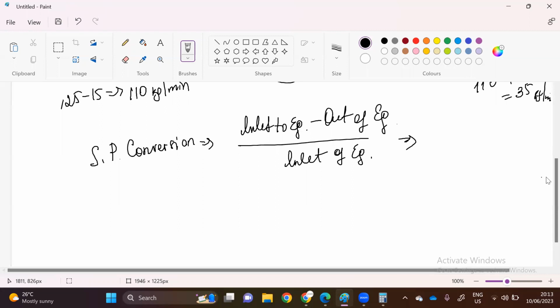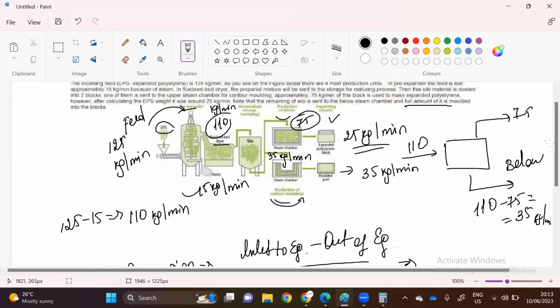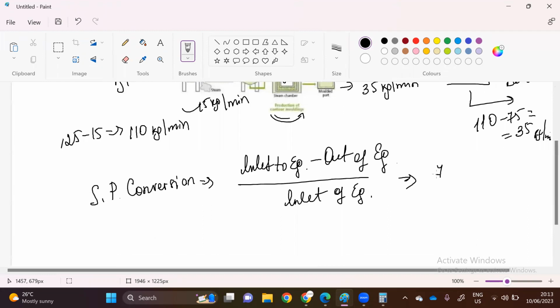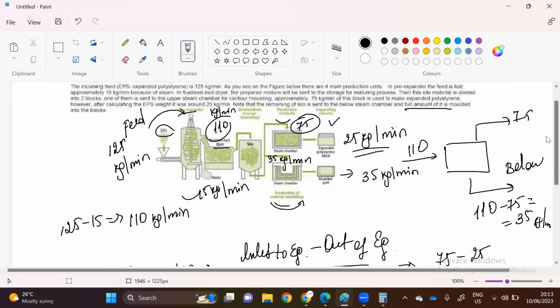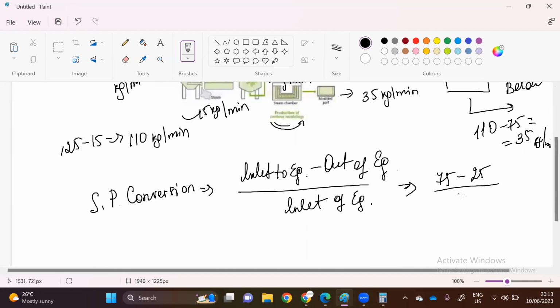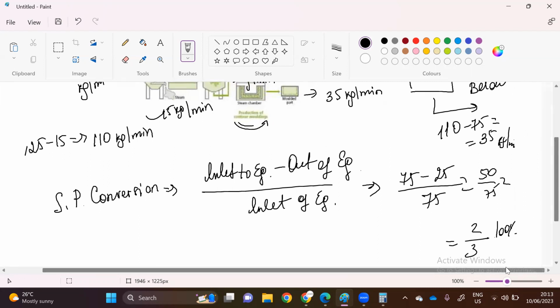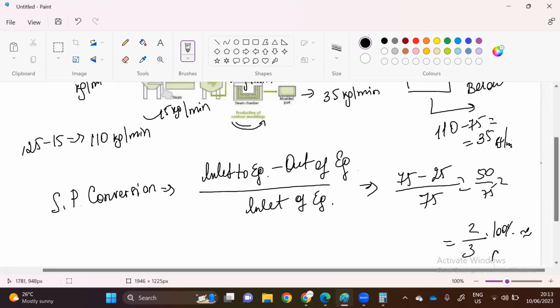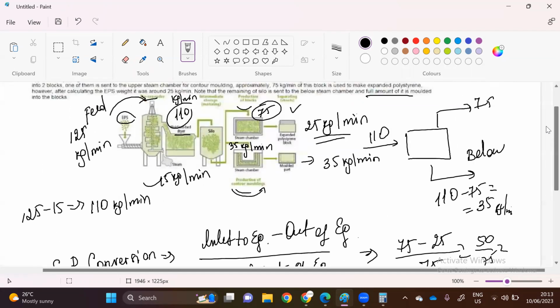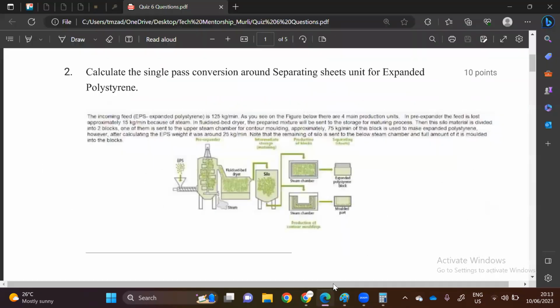Okay, so around the EPS block separating sheets, the incoming feed is 75, as you see, right? And minus 25 is outlet. Yes, 50 was lost. Over 75. It makes 50 over 75, approximately 2 over 3. And when we multiply by 100, it will be approximately 67%.